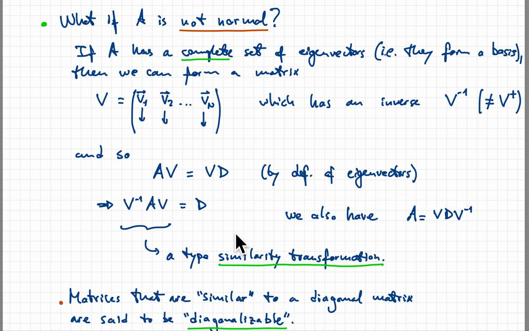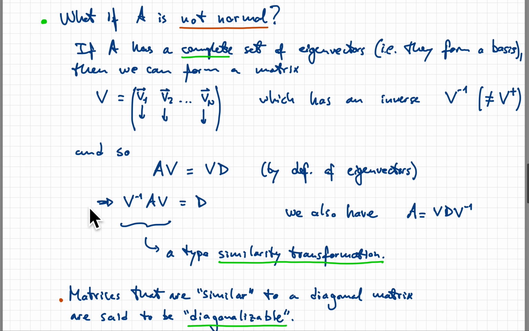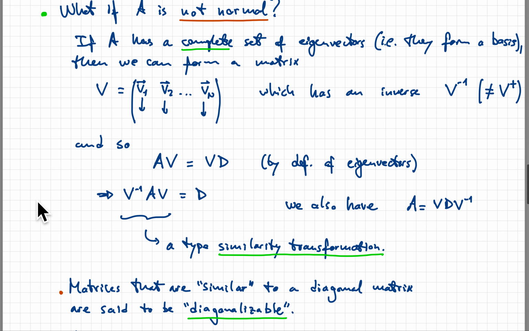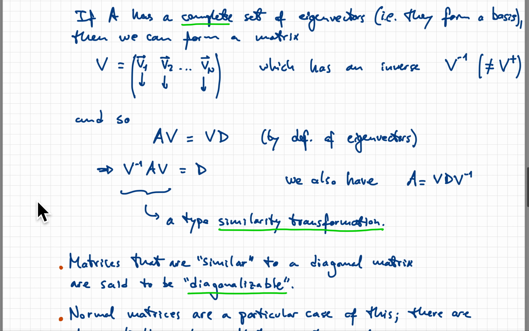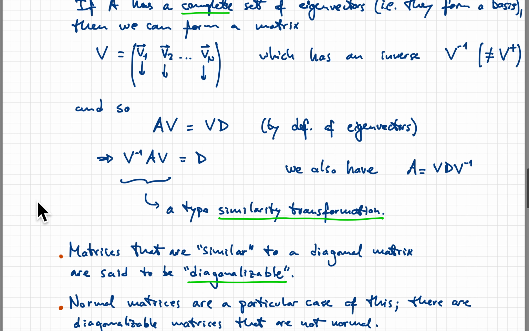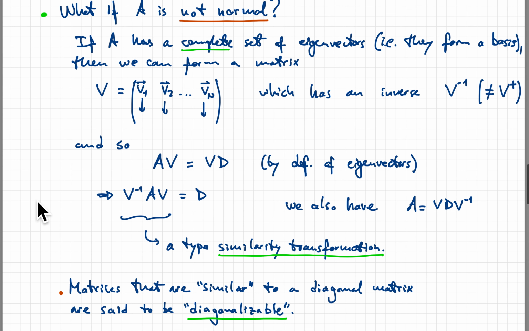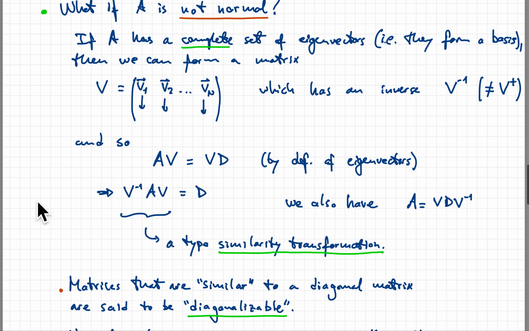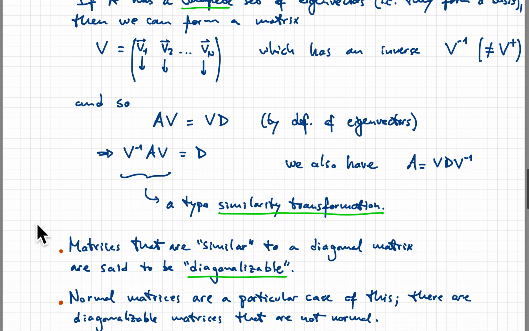So what we can say is that if the matrix is not normal, but we know it has a complete set of eigenvectors, then it will be similar to a diagonal matrix made out of the eigenvalues. By a similarity transformation, we connect our matrix A to the diagonal matrix of eigenvalues. Matrices that are similar in this way to a diagonal matrix are said to be diagonalizable. So the set of diagonalizable matrices is the set of matrices that may or may not be normal, but that have a complete set of eigenvectors such that we can perform this operation.